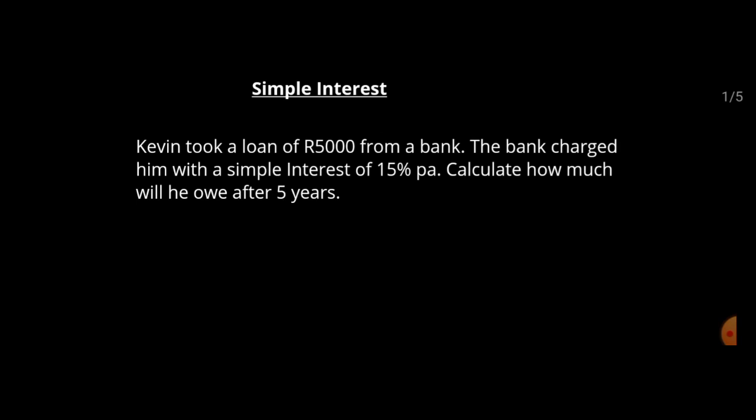Now this example says Kevin took a loan of 5,000 rand from a bank that charged him a simple interest of 15% per annum. Per annum means per year. This interest means that every year we add 15%. That is what it means.